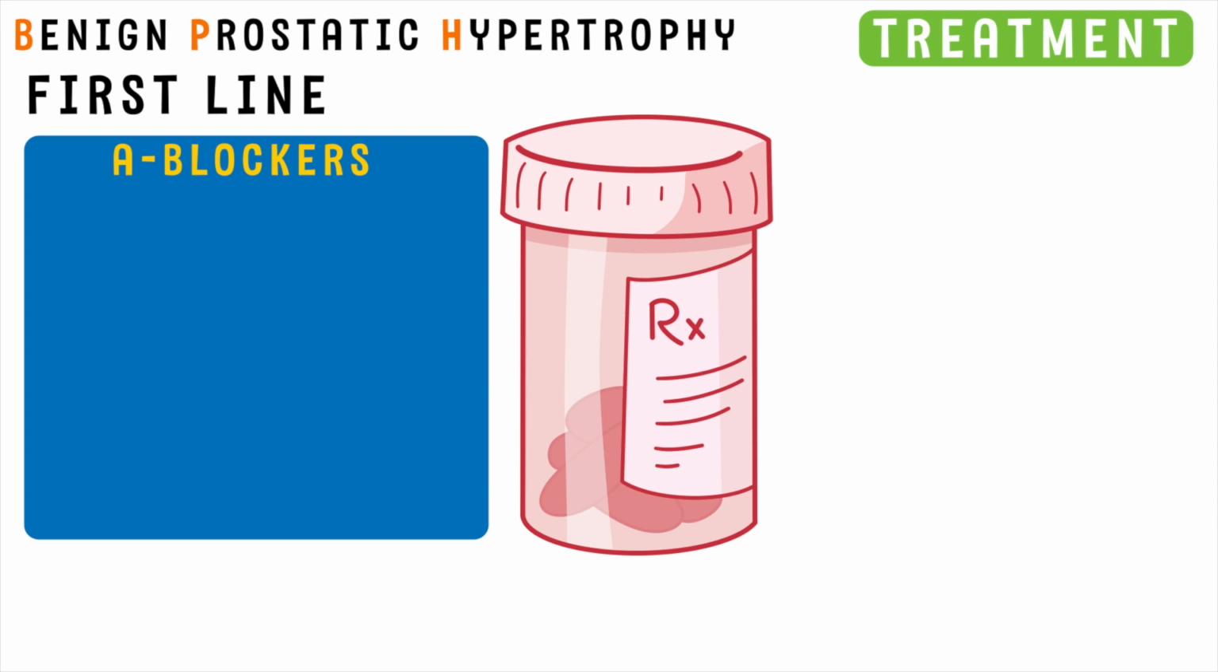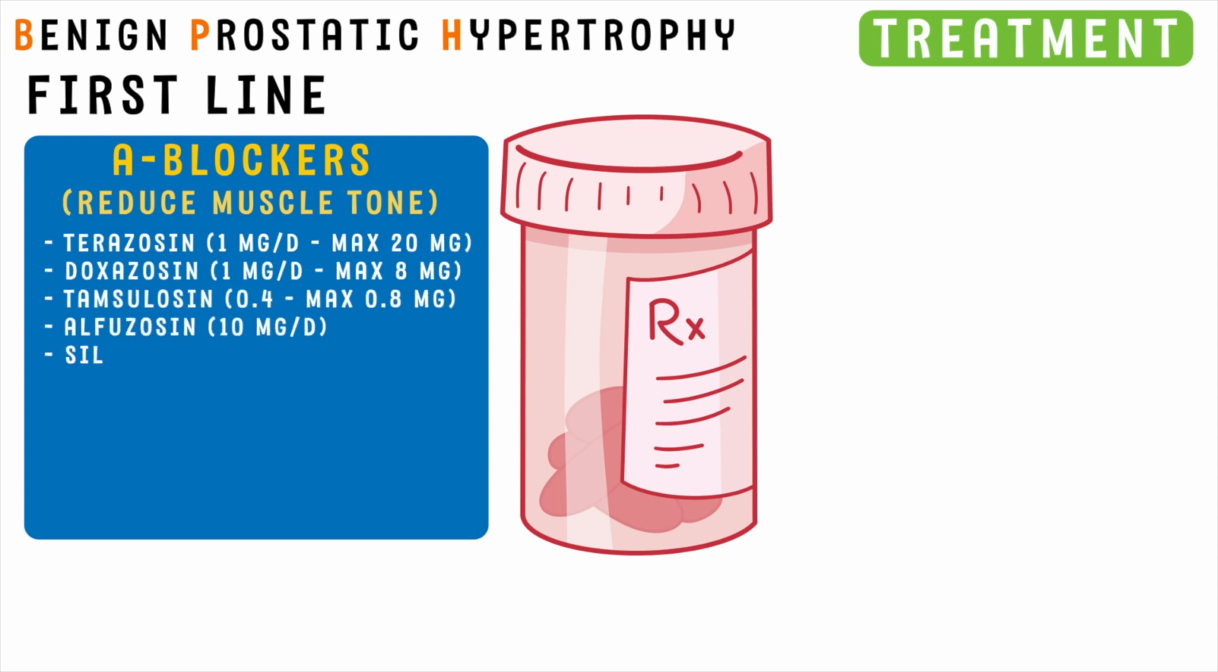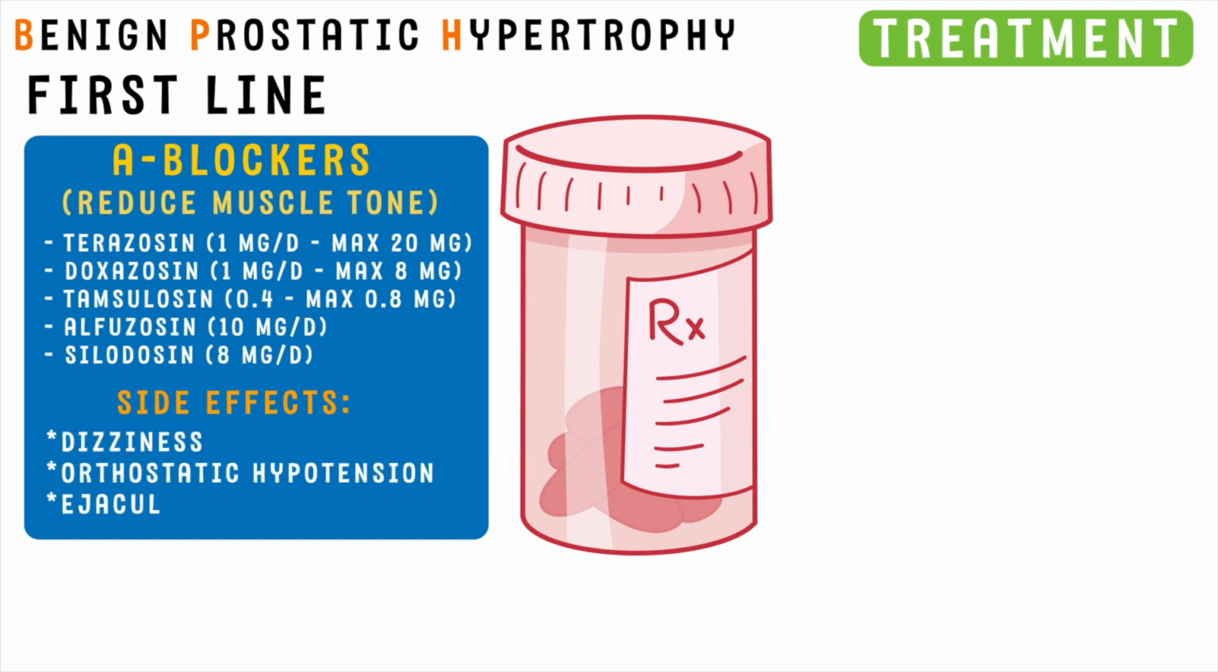They will reduce muscle tone in prostate and bladder neck. They include terazosin, start with 1 mg daily to maximum 20 mg. Doxazosin, 1 mg daily to maximum 8 mg. Tamsulosin, 0.4 to maximum 0.8 mg. Alfuzosin, 10 mg daily, or silodosin, 8 mg daily. The side effects of alpha blockers include dizziness, orthostatic hypotension, and ejaculatory dysfunction.